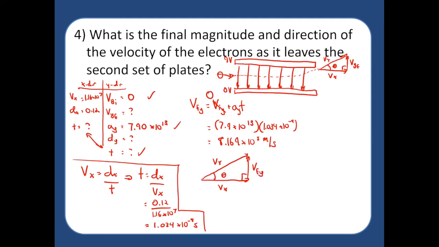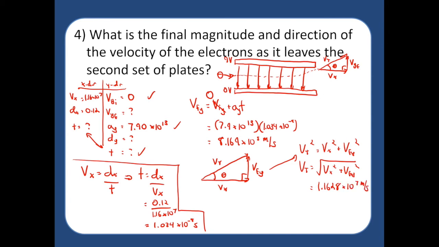And the direction is going to be the angle between them. Because I have two of the three legs of this right triangle, I can actually use the Pythagorean theorem to get my final velocity. So if I write this out quickly, I can see that Vt is equal to the square root of Vx squared plus V final in the y squared. And that gives us an answer of 1.1628 times 10 to the 7 meters per second.